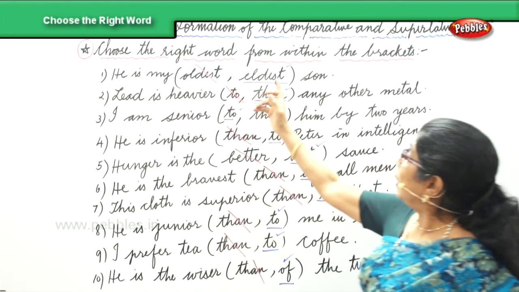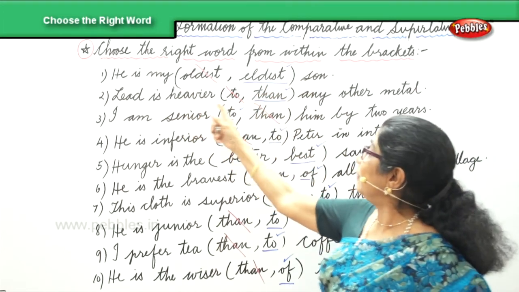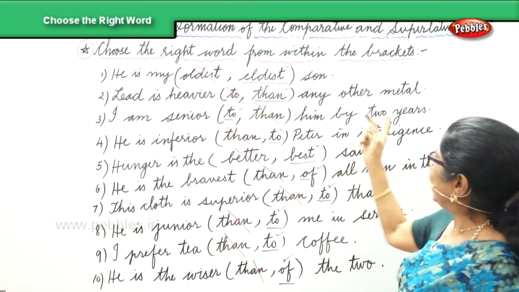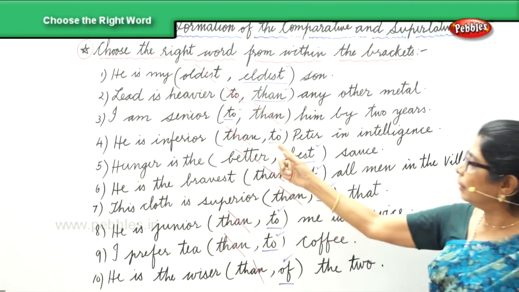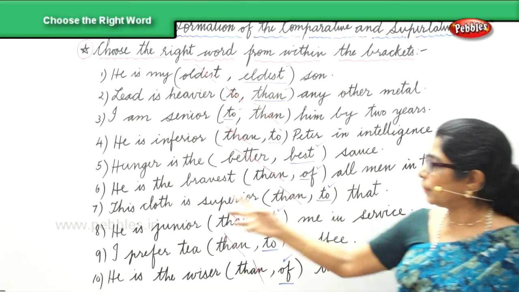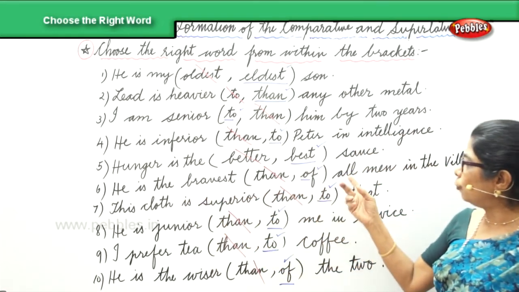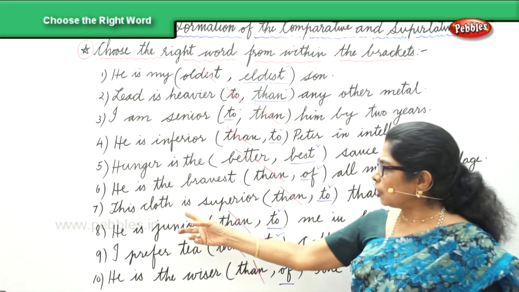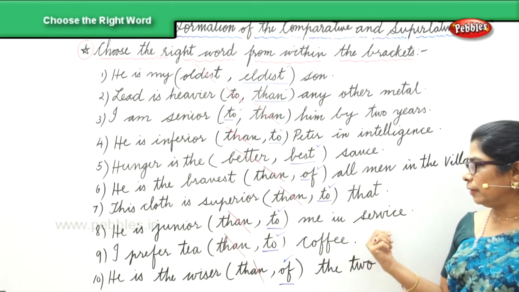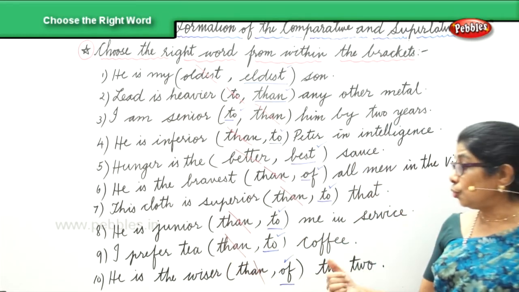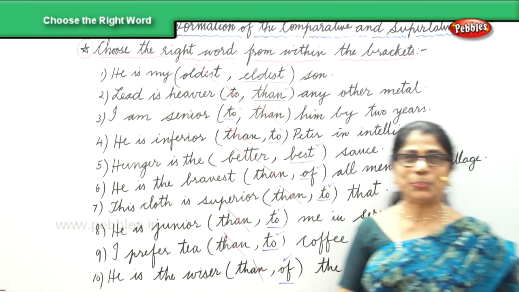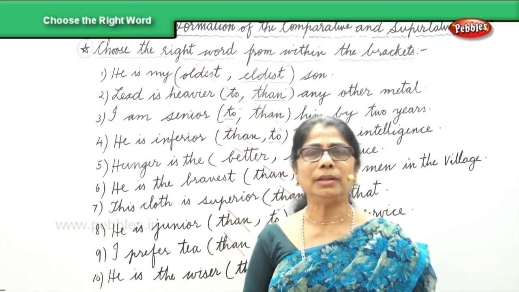He is my eldest son. Lead is heavier than any other metal. I am senior to him by 2 years. He is inferior to Peter in intelligence. Hunger is the best sauce. He is the bravest of all men in the village. This cloth is superior to that. He is junior to me in service. I prefer tea to coffee. He is the wiser of the two. Learning to choose the correct word to form the sentence.